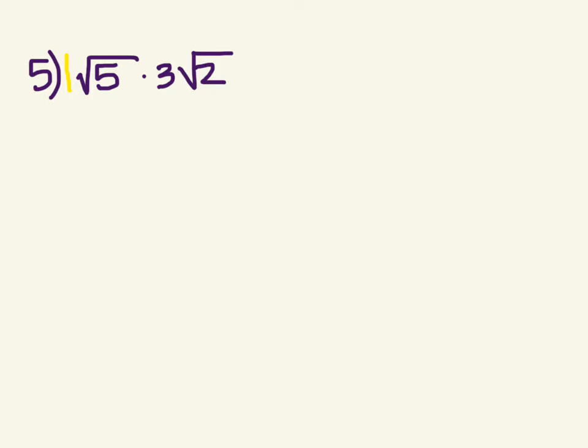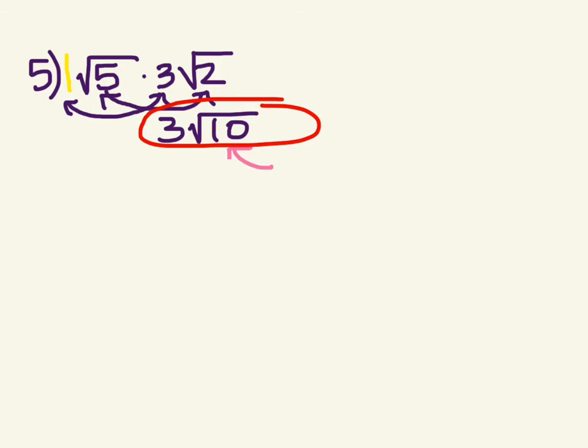So when I say outsides multiply with outsides, 1 times 3 gives me 3. And when I say insides multiply with insides, I mean radicand times radicand. So 5 times 2 gives you the square root of 10. Now, can the square root of 10 be simplified? Is there a perfect square from our list of perfect squares that goes into 10? There is none. None of those go in there. Therefore, our final answer is 3 square root of 10. Okay, that's our final answer for that one.